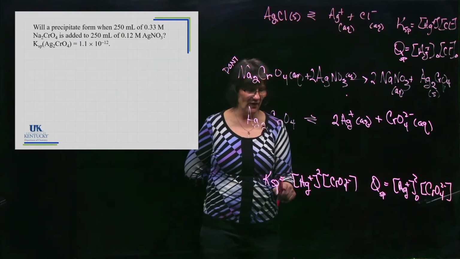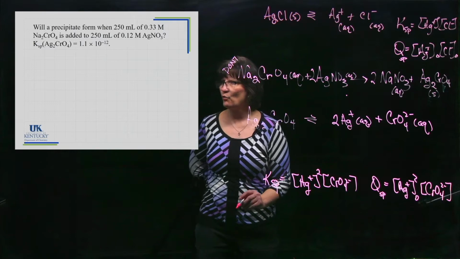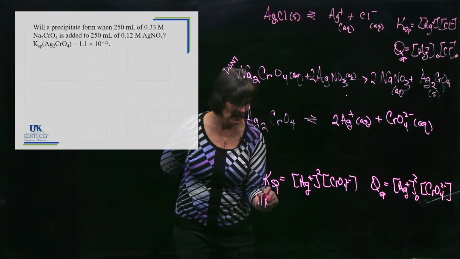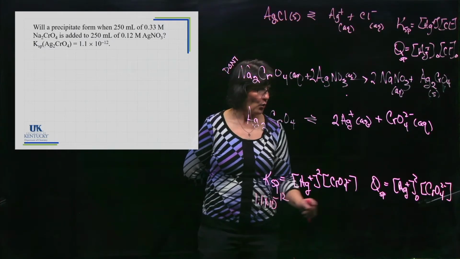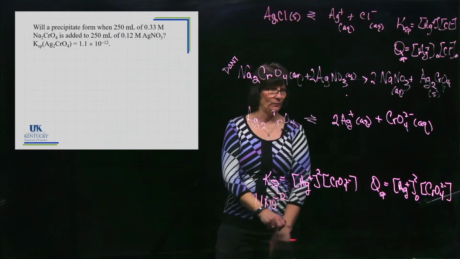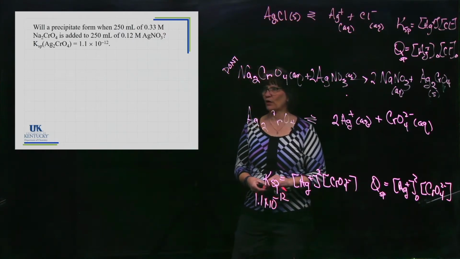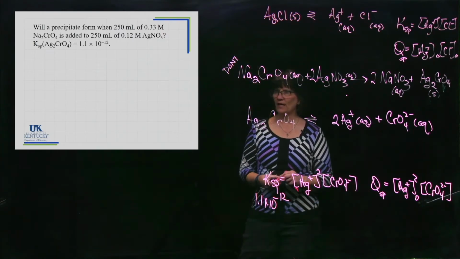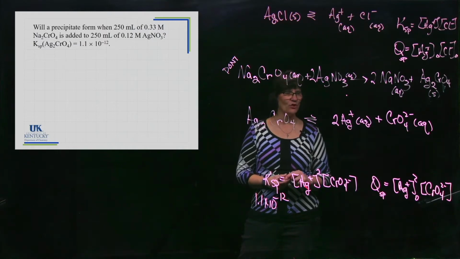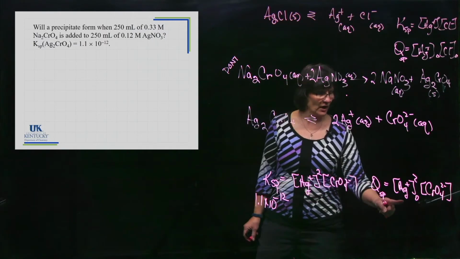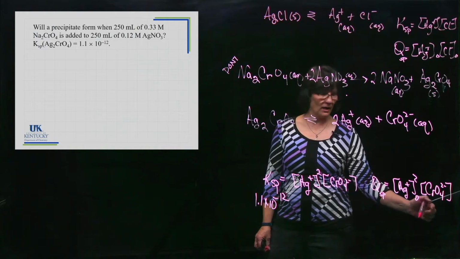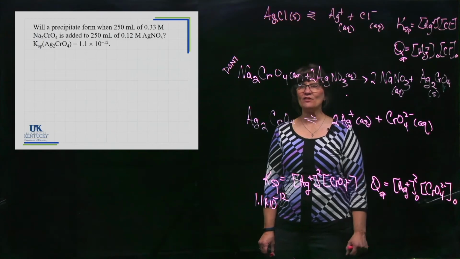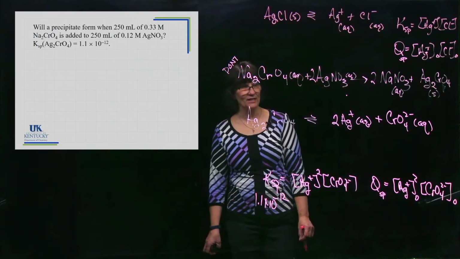I was given the value for KSP of 1.1 times 10 to the minus 12. What I want to do is calculate a Q. So this is going to take a little bit of work, and I'm going to go over here on the bottom left and use some of that space in order to calculate the silver concentration and the chromate concentration that I have in solution before the reaction ever takes place.